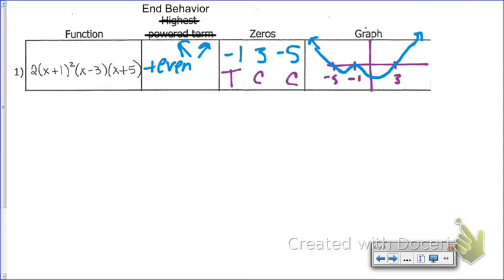All right, we'll look at the rest of these tomorrow in class. But hopefully, a lot of this is review. I think the only thing that might be a little bit new is your end behavior and multiplicities.